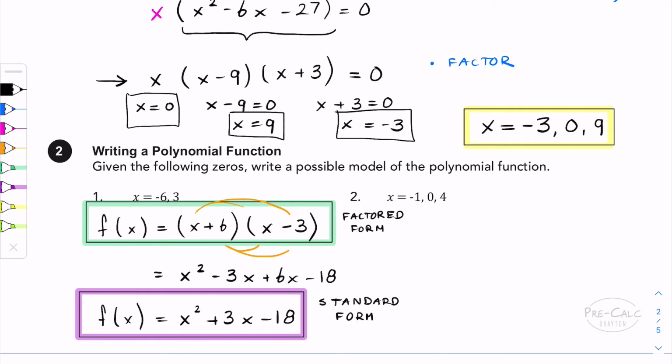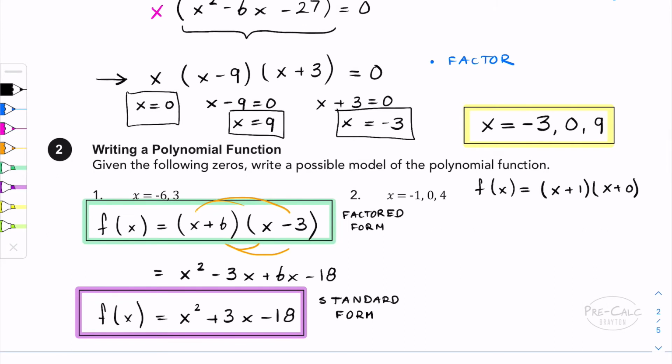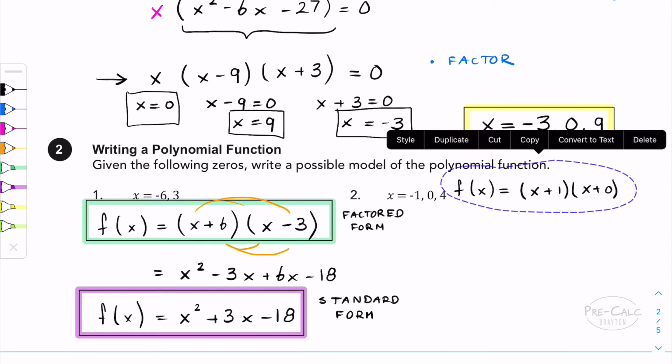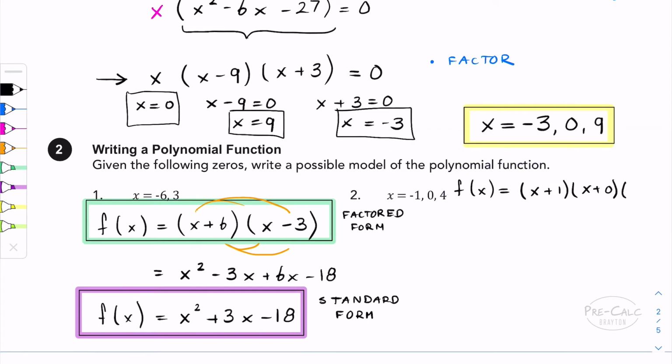And if we do the same thing for number 2, we have zeros at negative 1, 0, and 4. If we have a 0 at negative 1, that means the factor is x plus 1. A factor of 0 would be x plus 0. And lastly, a 0 of x equals positive 4 would give us a factor of x minus 4.